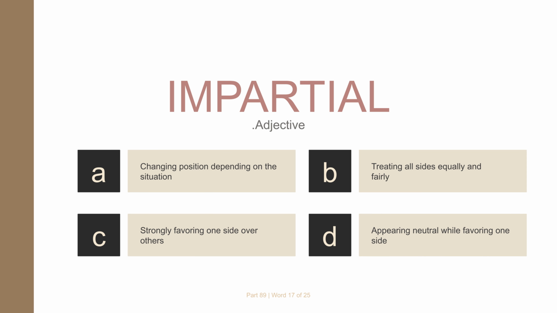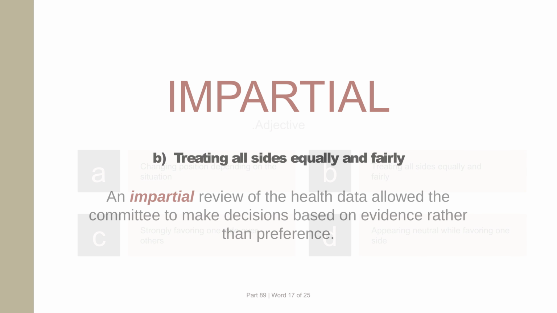Correct answer, option B. The correct meaning of impartial is treating all sides equally and fairly. Example: an impartial review of the health data allowed the committee to make decisions based on evidence rather than preference.